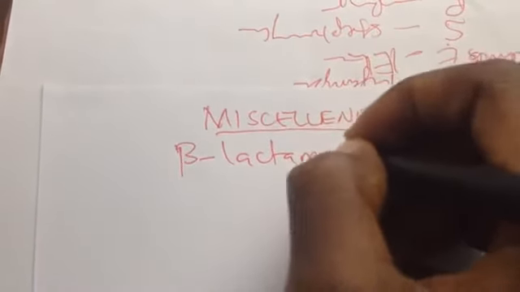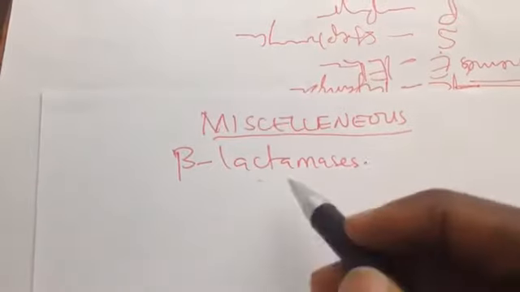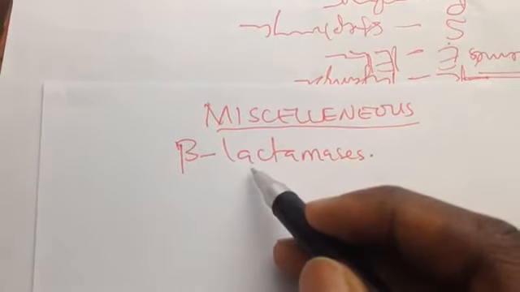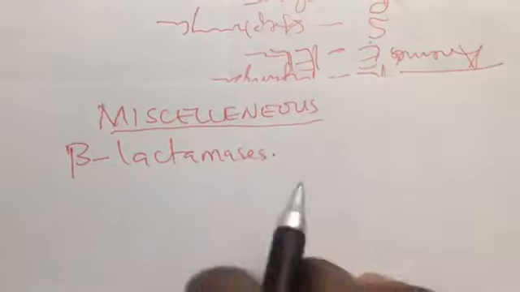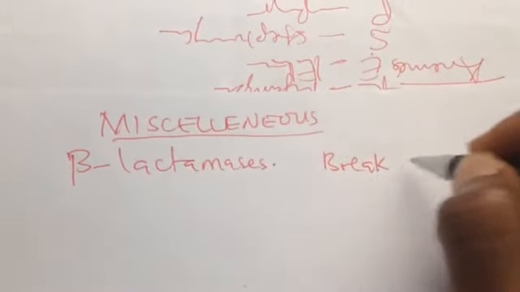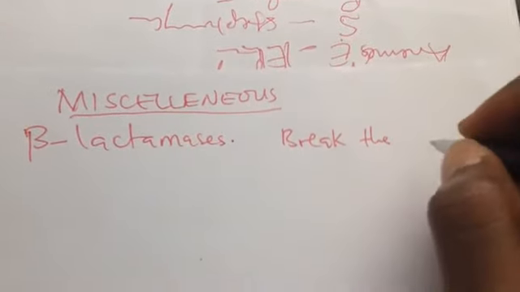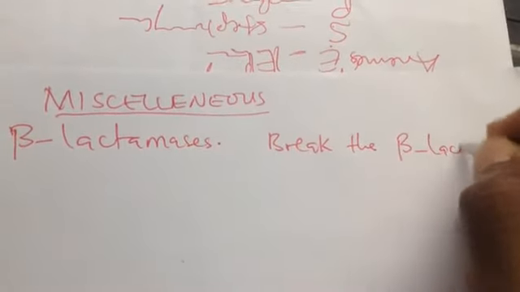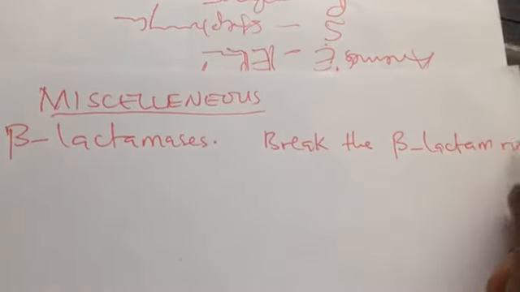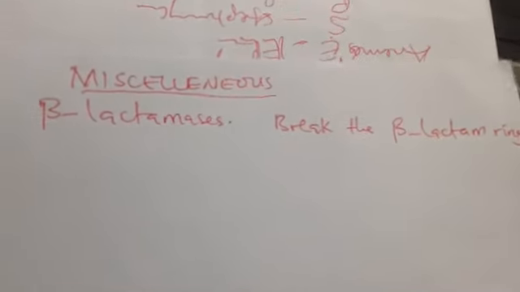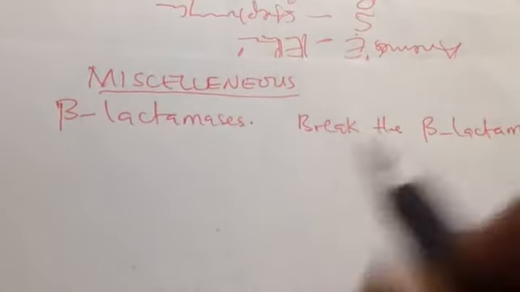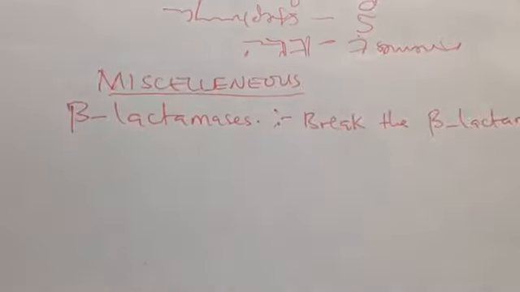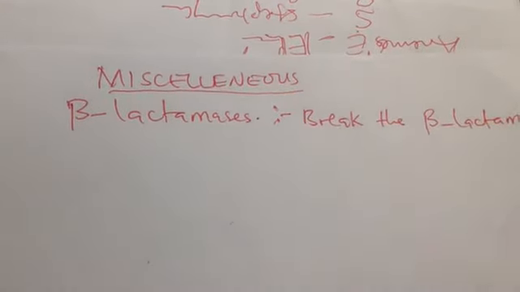Miscellaneous. For any drug, sometimes the bacteria can produce a protein called beta lactamase. Beta lactamase is an enzyme that is produced by the bacteria, which goes and breaks the beta lactam ring that is found in the drugs. So if this beta lactamase breaks the beta lactam ring, this means the drug can no longer function.